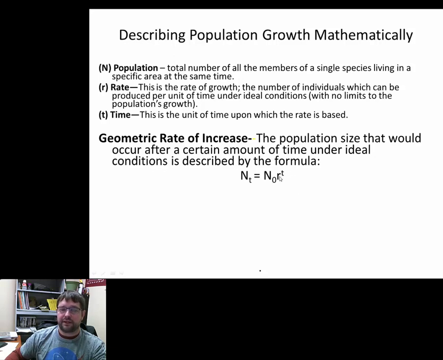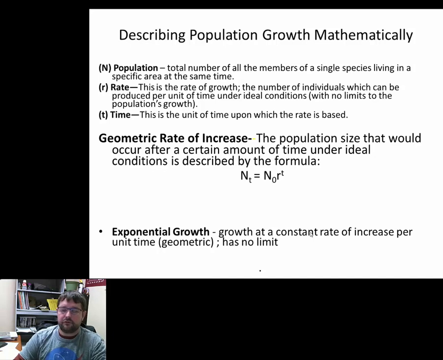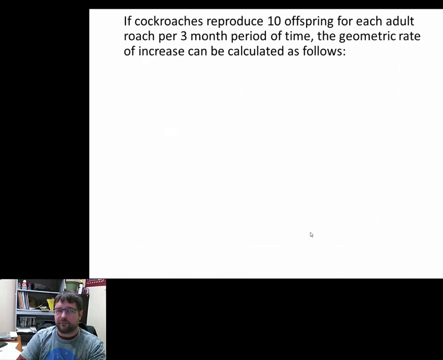So if an organism can have 4 litters a year, or 4 batches of babies a year at 4 babies, you're going to raise that to 4, and then you're going to times that by the beginning population. This is what we call exponential growth or exponential growth rate, and it is a constant rate over time. There is no limitation. This is an initial growth rate. We're going to look at this in a second. Okay? We're going to look at an example now.